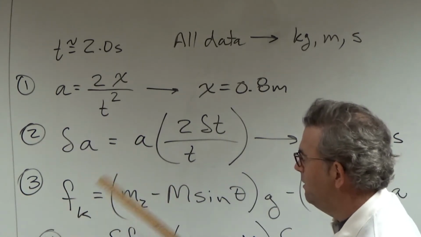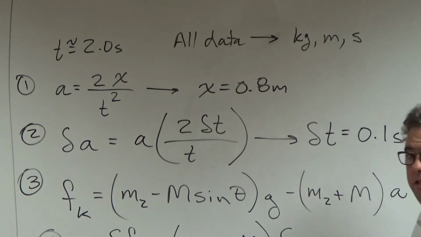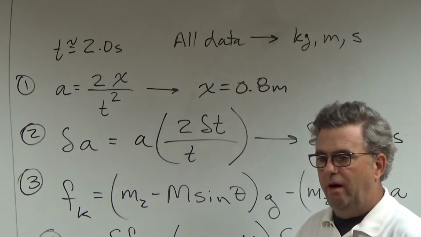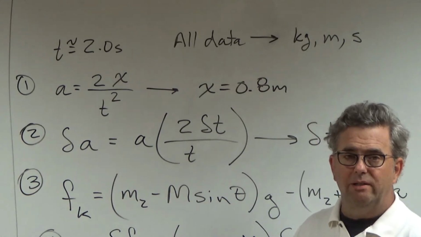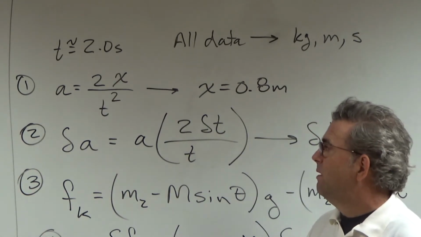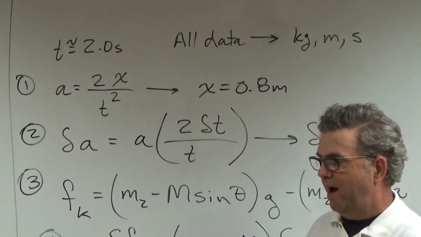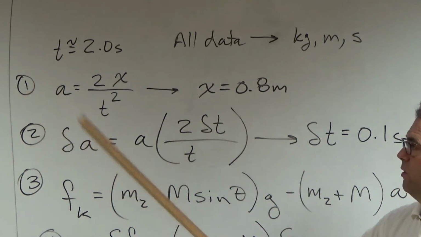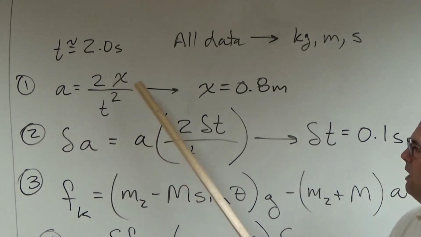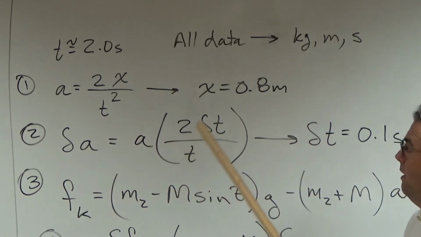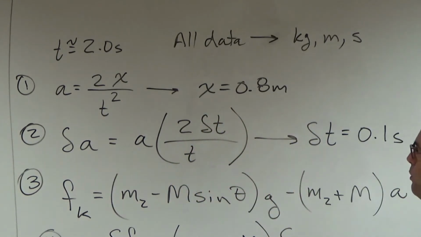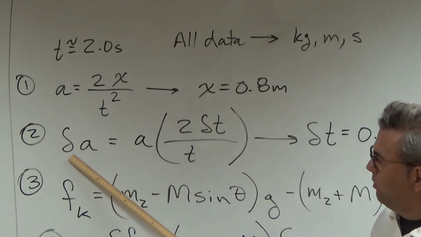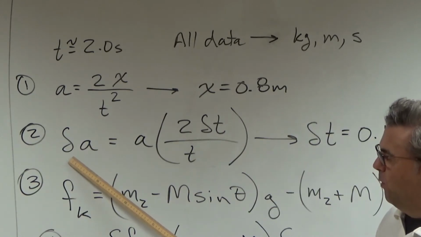So I've got the equations numbered. This is my suggested order that you would do the calculations. Some students set up an Excel spreadsheet and do it very quickly, others do it by hand. It's totally up to you. Just like last time, first equation, the acceleration is 2 times the distance over t squared, and that distance is equal to 0.8 meters.